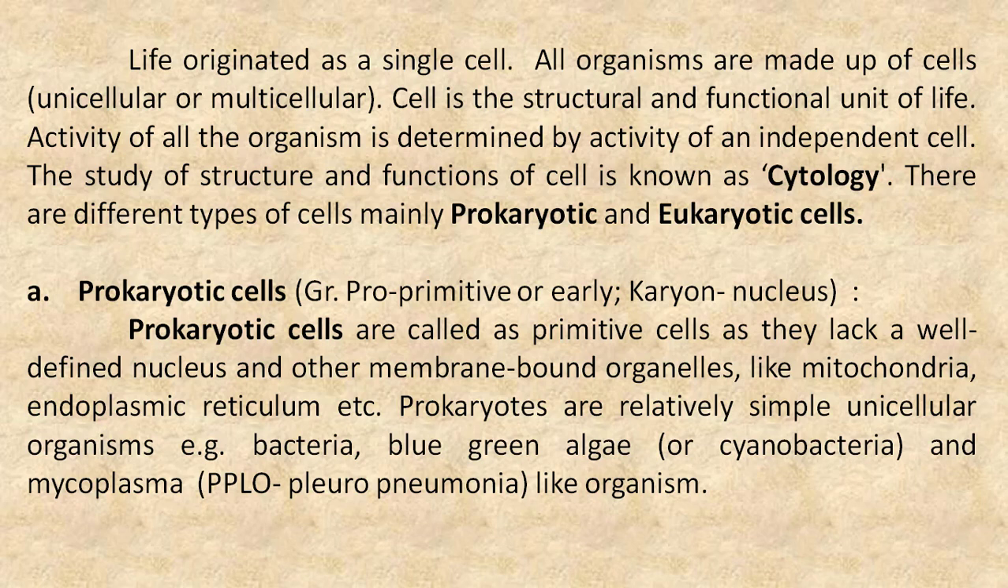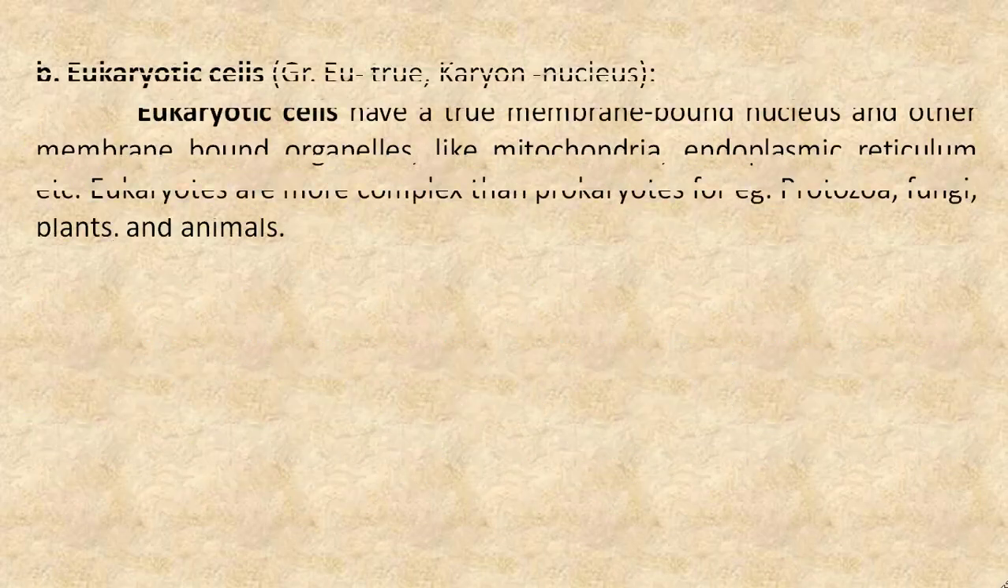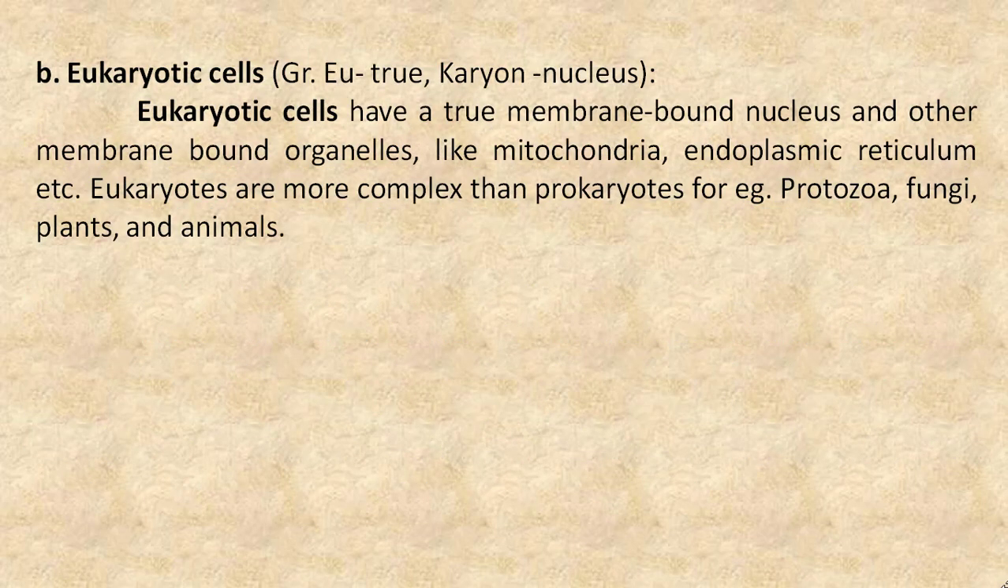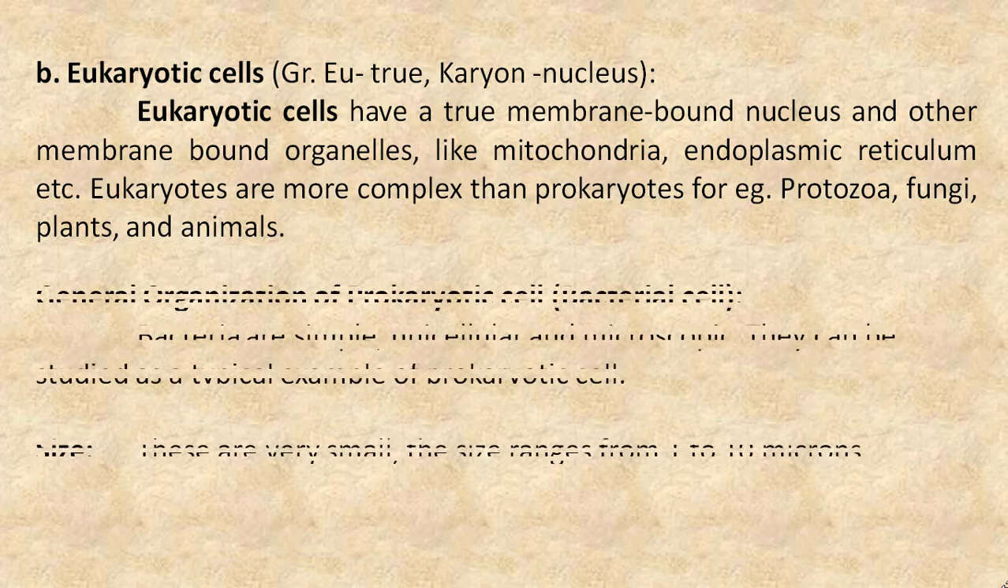Prokaryotes are relatively simple unicellular organisms. Example: bacteria, blue-green algae, cyanobacteria, and mycoplasma, pleuropneumonia-like organism. Eukaryotic cells. Eu means true, karyon means nucleus. Eukaryotic cells have a true membrane-bound nucleus and other membrane-bound organelles like mitochondria, endoplasmic reticulum, etc. Eukaryotes are more complex than prokaryotes. For example, protozoa, fungi, plants, and animals.